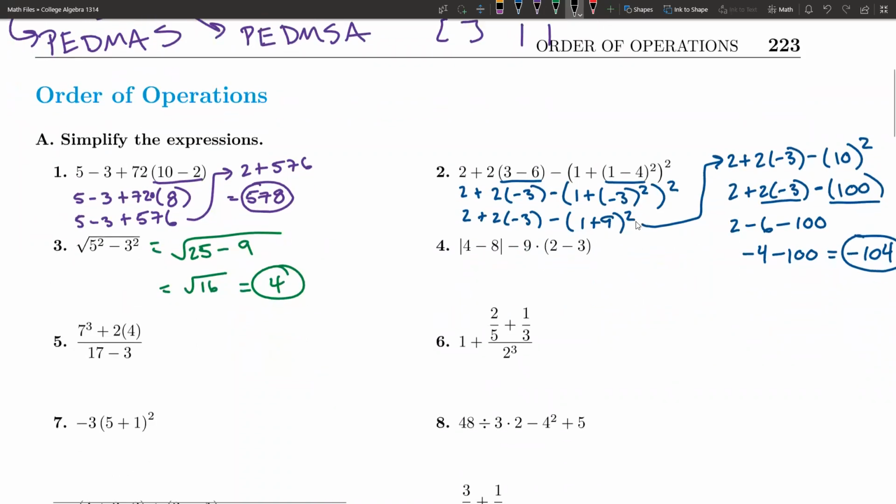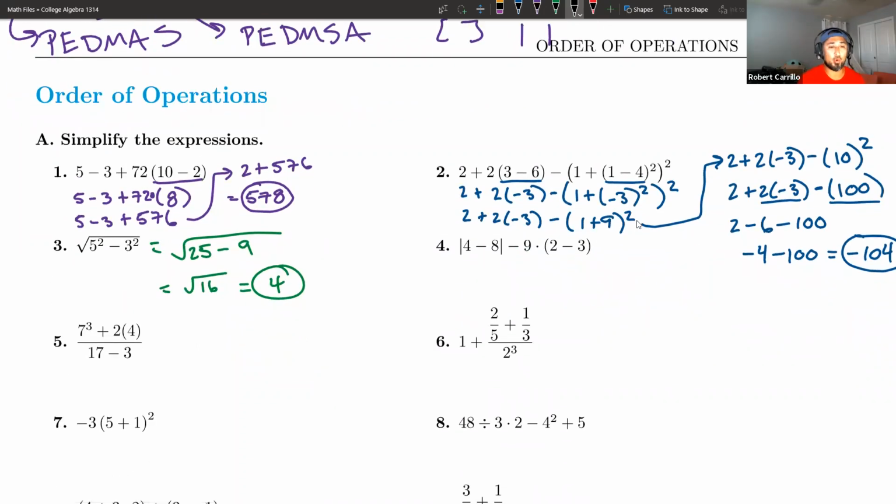Okay. Number 4, you have the absolute value of 4 minus 8 minus 9 times 2 minus 3. So once again, order of operations, parentheses first. The absolute value is considered in the group of parentheses. So we will work the absolute value and this parentheses at the same time.